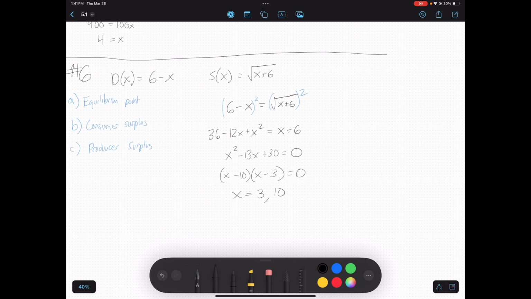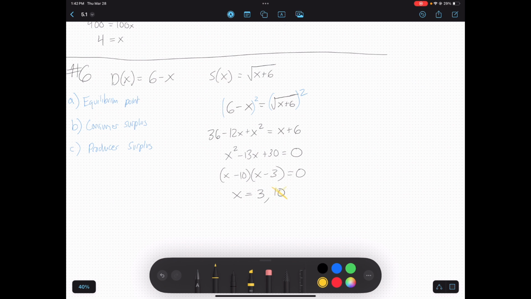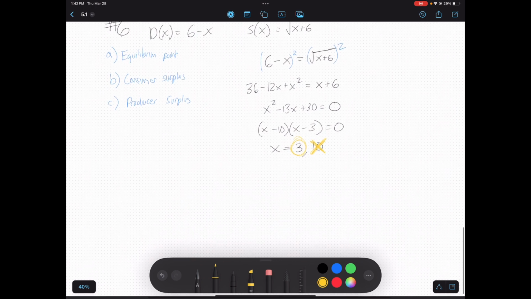If you plug 10 into the supply equation, you get square root of 16, 4. Okay, awesome. That means I should set the price to $4. If you plug 10 into the demand equation, you get 6 minus 10, negative 4? I can't set my price to a negative value. Negative values don't make any sense in this context. So I can't use 10. I have to use 3. So there's my equilibrium point at x equals 3.